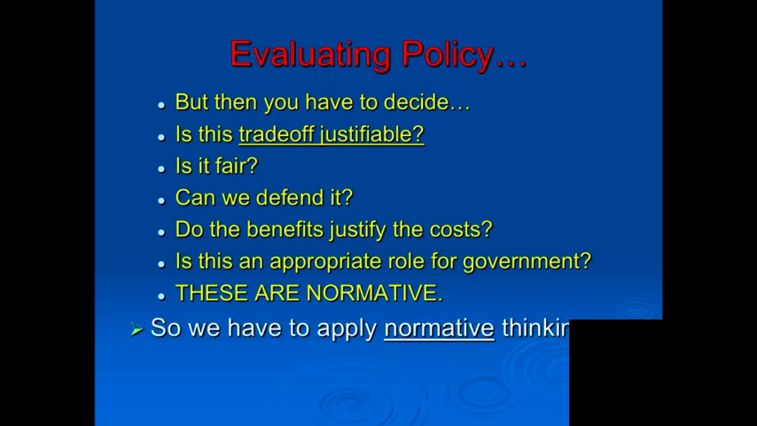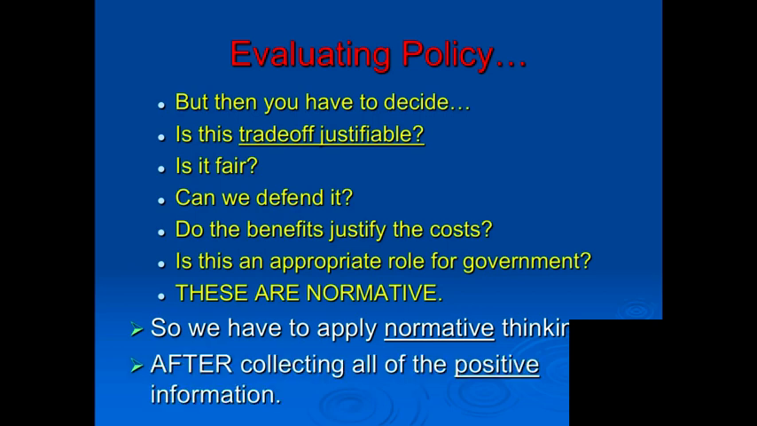So what makes policy difficult is that after we think about the positive and we do our estimations and we predict the effects and we think about unintended consequences, now we have to have the normative discussion. We know the costs, we know the benefits, we know the trade-off. Can we justify it? Is it fair? Can we defend it? When we weigh benefits and costs, does it make sense to have this trade-off? Should government even be going in this direction? So normative thinking is going to come after we collect all of the positive information. We have to arm ourselves with good positive information to then have that normative discussion.